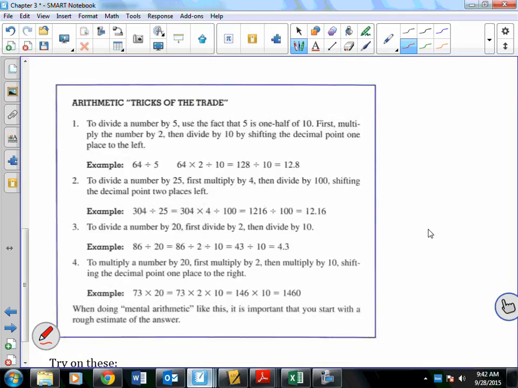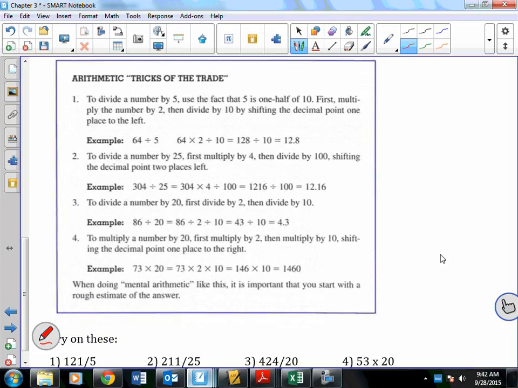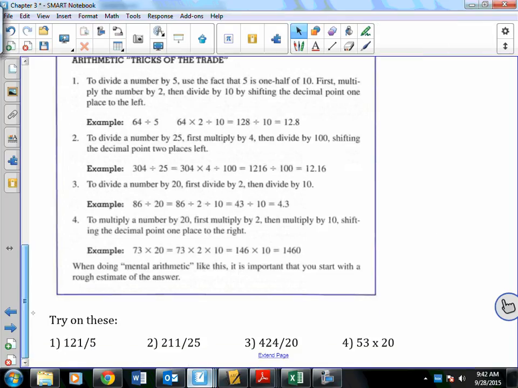The last one I want to talk about are some arithmetic tricks of the trade. There's a lot of times when you're on the job site that you just need a quick calculation, and these are some awesome tricks of the trade techniques that allow you to divide and multiply by numbers that occur a lot. So the first one is to divide by 5. What's a quick way of dividing by 5? Well, notice that really the number 5 is half of 10. Multiplying by 10 is really easy.